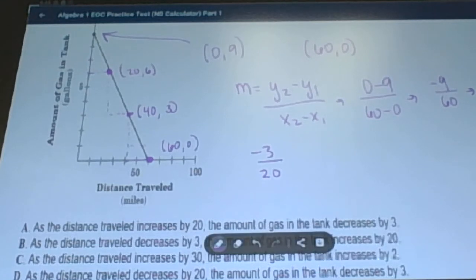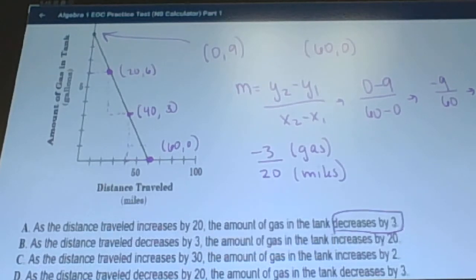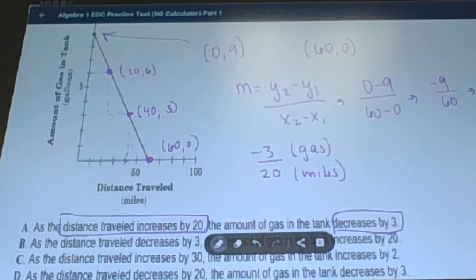So the 3 is the y values, and the y represents gas. The 20 is the miles. Y's over x's. So this means that the tank of gas is decreasing by 3, while distance traveled is increasing by 20.